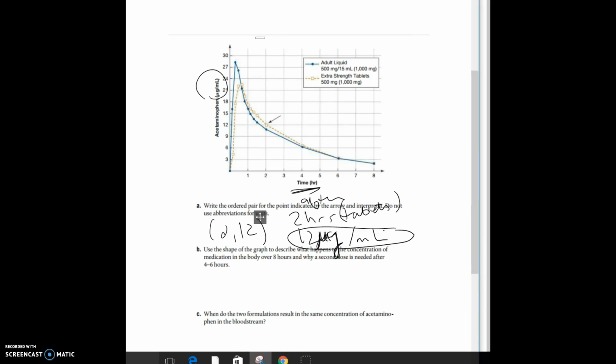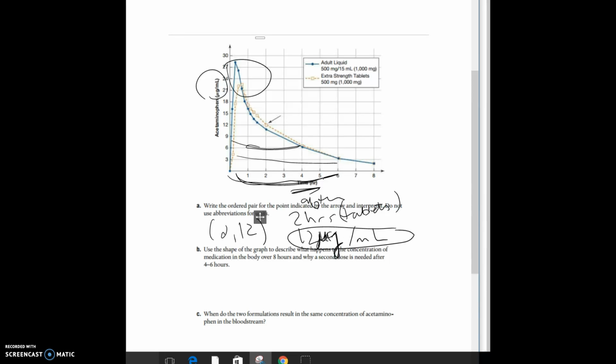All right, B, use the shape of the graph to describe what happens to the concentration of the medication in the body over 8 hours and why a second dose is needed. All right, so if we kind of look, what's happening here is that at first it peaks a lot, right? But then it starts to go down, correct, in this kind of 4 to 6 hour time period. And so if we want the same peak again, or that same pain relief, we're going to have to take a second dose to get that up again. So it does pretty good. The first 2 hours is really great. And actually the first 4 hours isn't too bad. But then if you look by 6, we're really dropping off. So that's why we need a second dose.